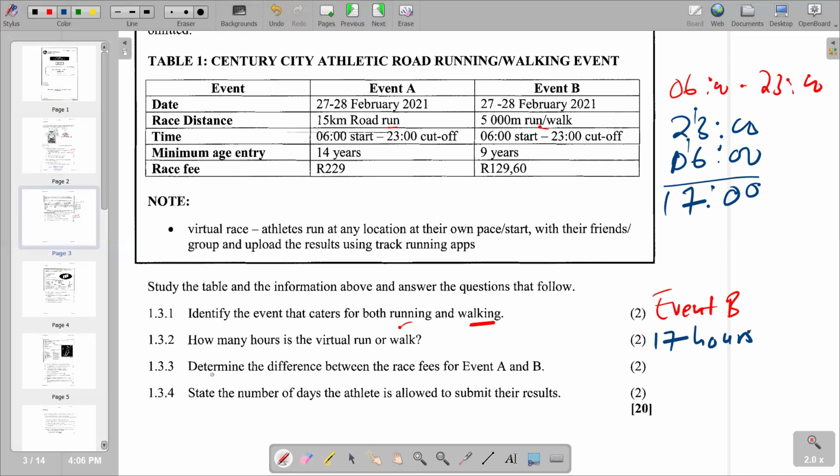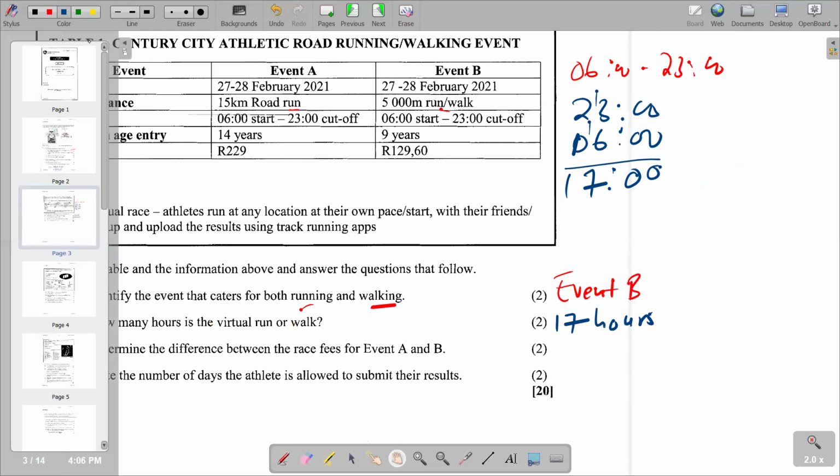Then the next question, determine the difference between the race fees for event A and B. We see that event A has 229, event B has 129 rand 60 cents. So we can calculate by saying 229 and we subtract 129 rand 60 cents. If you calculate it correctly there, the answer you are going to get is 99 rands 40 cents. So this is what we have on that part.